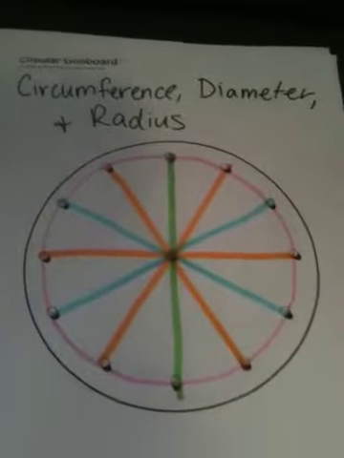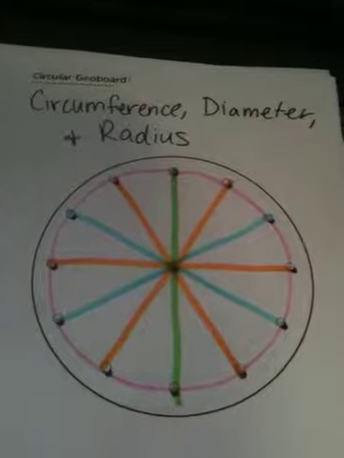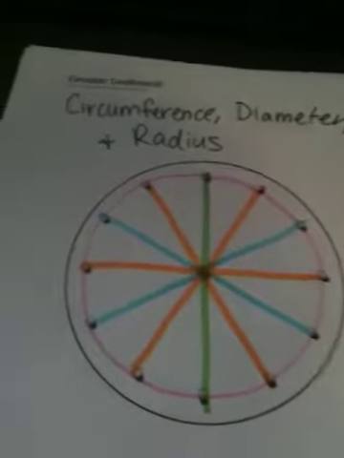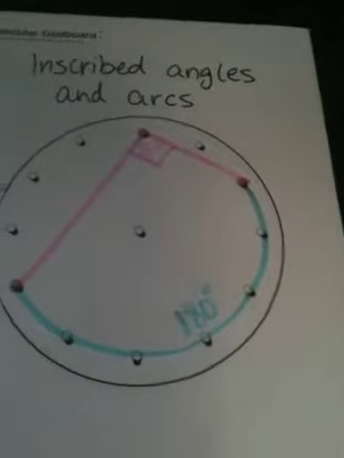We also have something simpler for the younger students you're teaching. Obviously the green represents the diameter. The orange and blue are different radii of the circle, and the pink is the circumference.